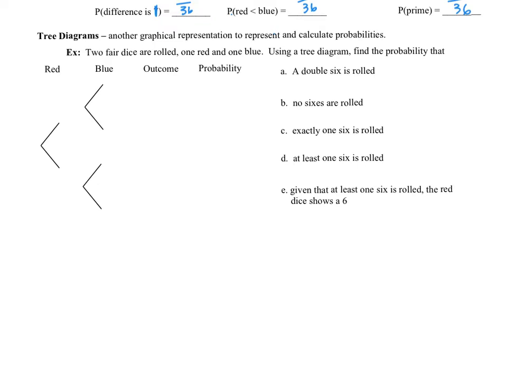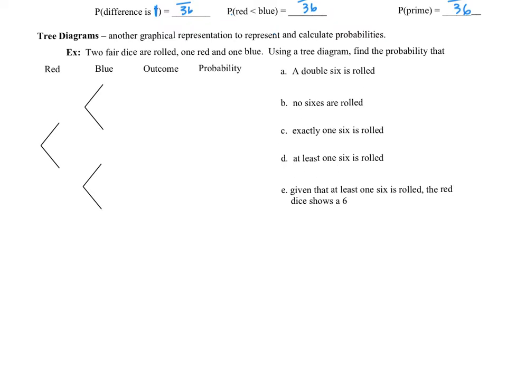You've probably done tree diagrams before. It's another graphical representation to represent and calculate probabilities. So let's take a look at this example. Two fair dice are rolled, one's red and one is blue. Using the tree diagram, find the probability that these things happen.